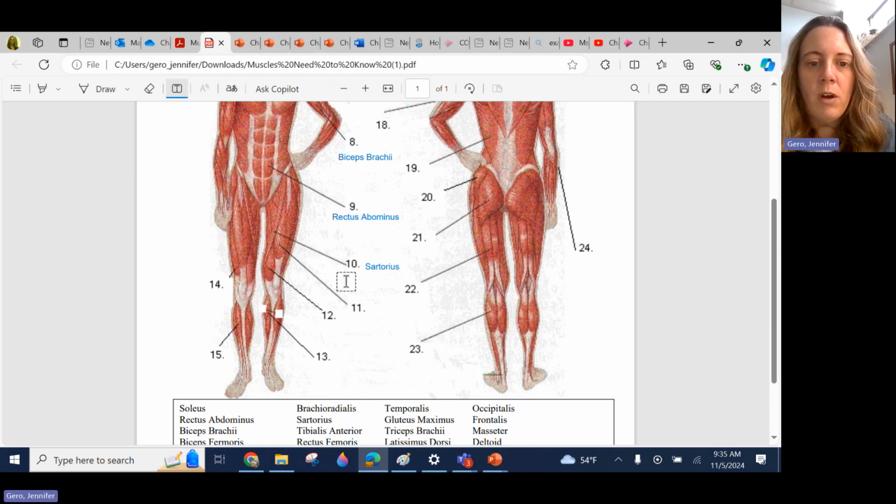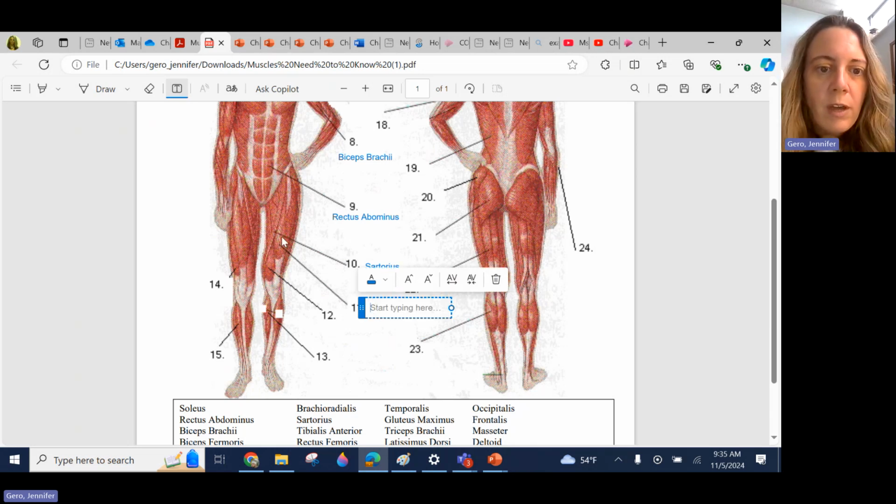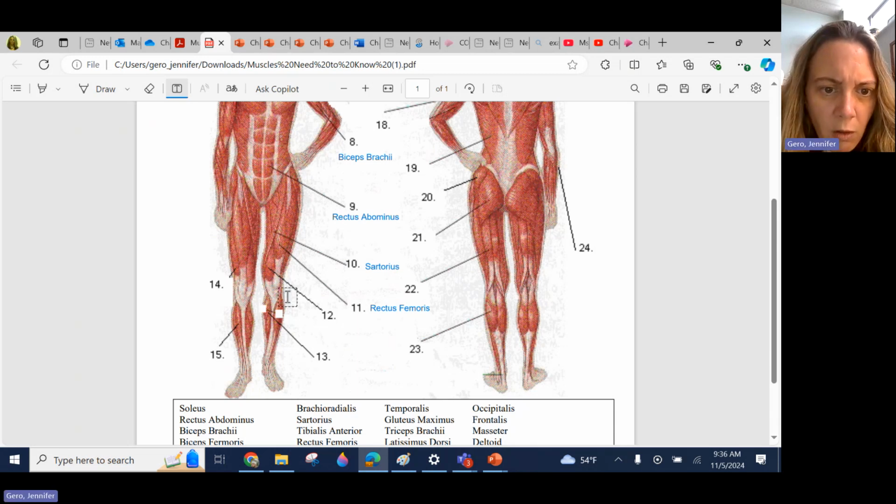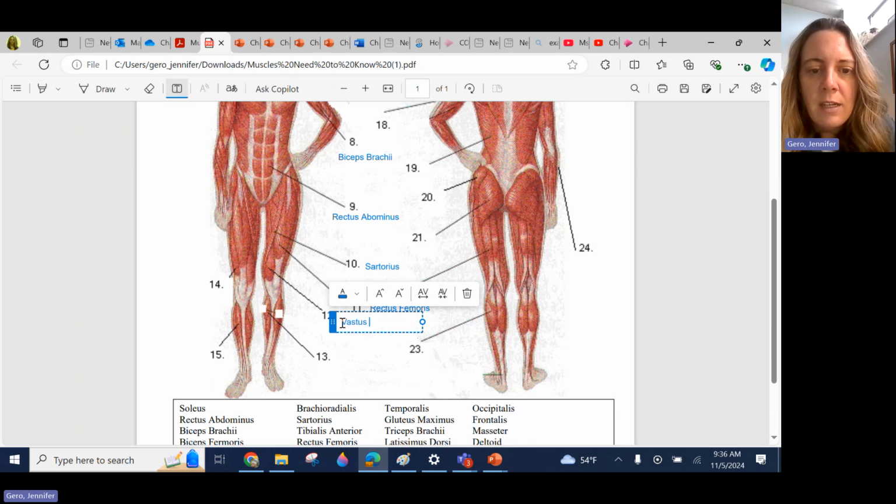Sartorius. Number 11 is pointing to the middle of your quad. People call it your quad muscles, and that is the rectus femoris. Go straight up and down the middle here. 12 is pointing to this medial muscle here. It's on the inside, more towards the midline. So that is called the vastus medialis.